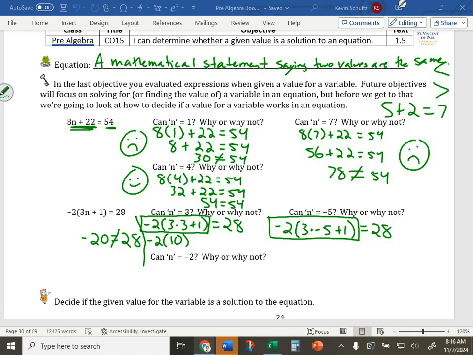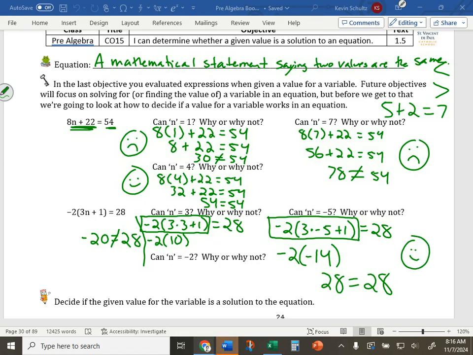28. 28? Good job. So in our parentheses, 3 times negative 5 is a negative 15. Negative 15 plus 1 is a negative 14, not negative 16, right? Negative 15 plus 1, you're going to the right on the number line, closer to 0, negative 14. And negative 2 times negative 14 does equal 28. Okay? So, can n be negative 5? Yes, it can. Can n be anything else?